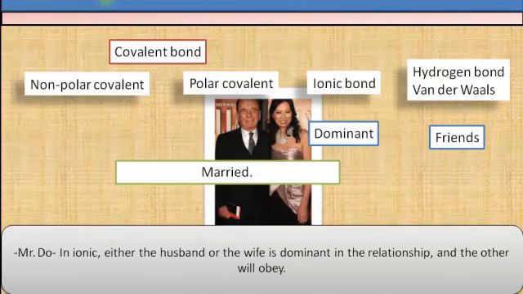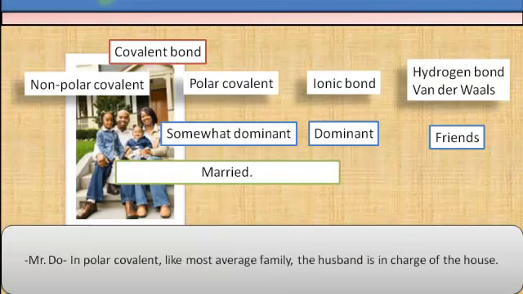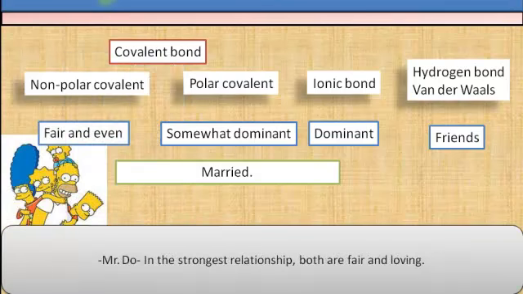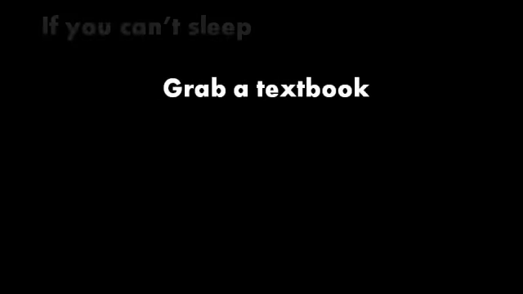In ionic, either the husband or the wife is dominant in the relationship and the other will obey. In polar covalent, like most average families, the husband is in charge of the house. In the strongest relationship, both are fair and loving. Nonpolar are the strongest bonds.